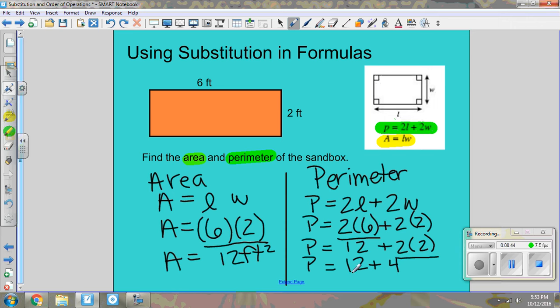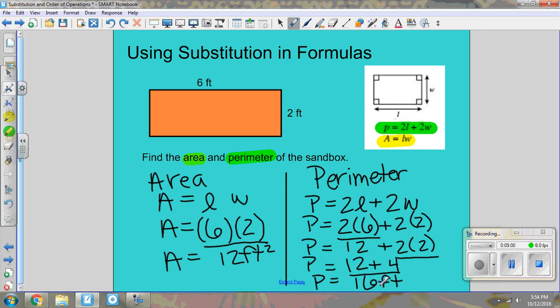And now I just have addition. 12 plus 4 equals 16. And don't forget your units. Remember, we were talking about feet, and perimeter is just plain old feet. I do not square perimeter. Area gets squared, perimeter does not.